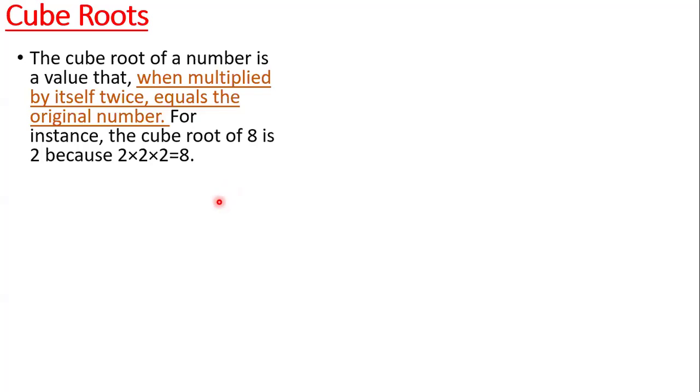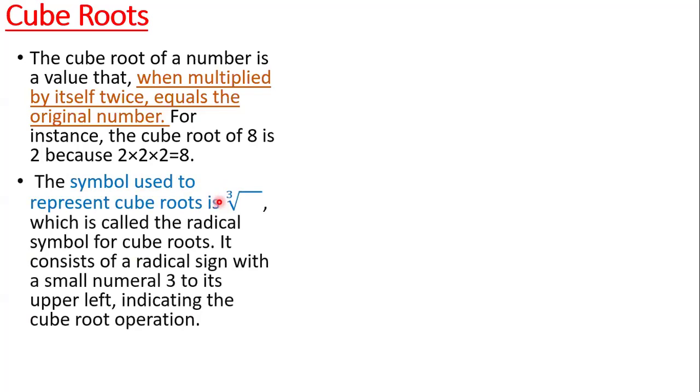Very good. Next. The symbol, go ahead, Makaya, read that. The symbol used to represent cube roots is the cube root sign, which is called the radical symbol for cube roots. It consists of a radical sign with a small numeral 3 to its upper left, indicating the cube root operation. Very good.